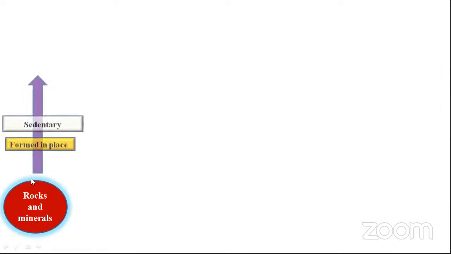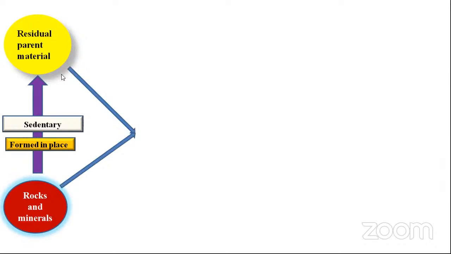So now we can see some animations. Here we come. These are the rocks, students, rocks and minerals, the original material. After earth forming, some formed in place as sedentary. So these rocks formed in sedentary have no changes. But what will happen? Some residual parent material is moved somewhere. Okay, and these two combined can be transported. What are those? Transported by water.